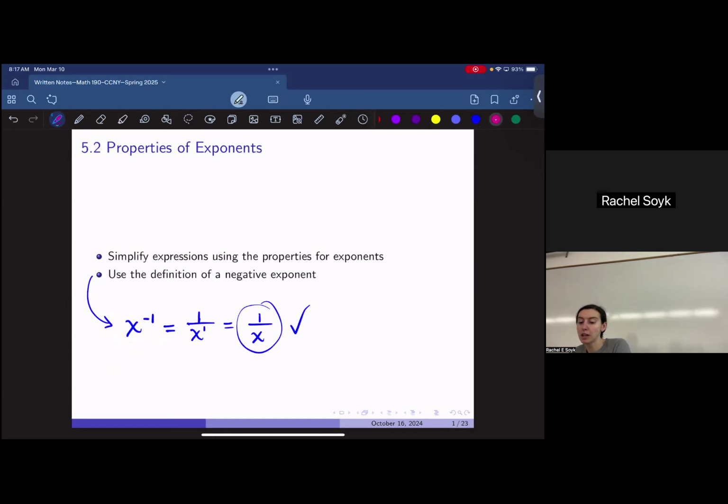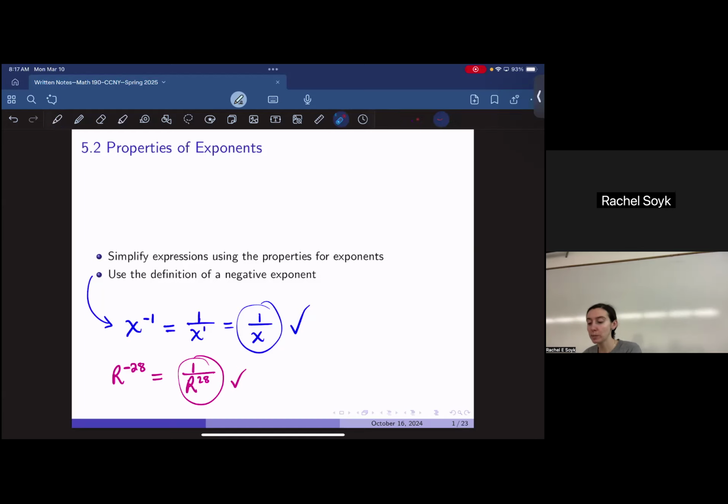So if I were to say, okay, well, what about r to the negative 28? How do we put that in terms of a positive exponent? Does anyone want to help me out with that? It's 1 over the positive version of this, which is r to the positive 28.